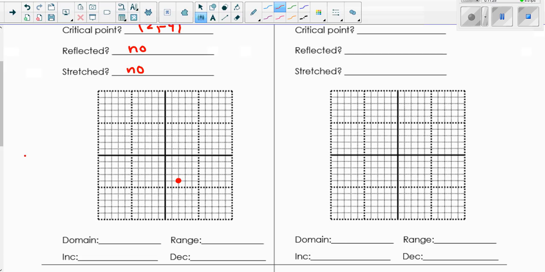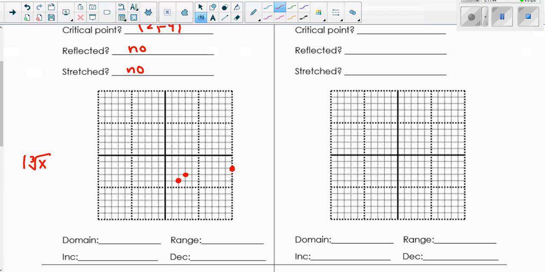When I graph, I'm graphing 1 times the cube root of x, and that 1 doesn't do anything, so all I'm doing is moving and cube rooting. I move right 1, the cube root is 1. The next number that I want to take the cube root of is 8, so if I move right 8, cube root of 8 is 2.